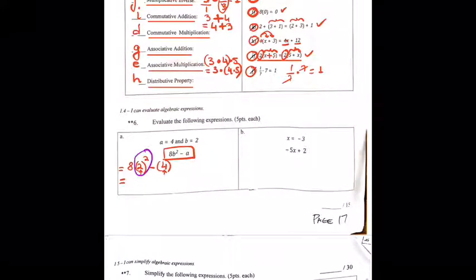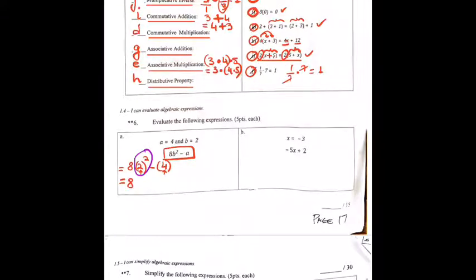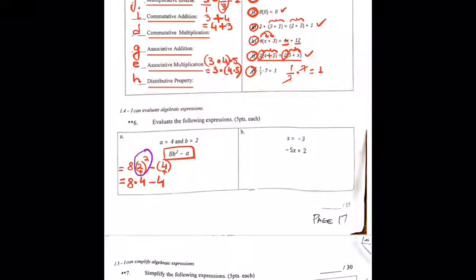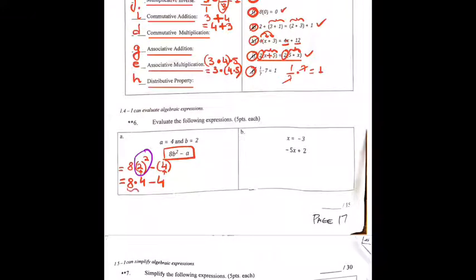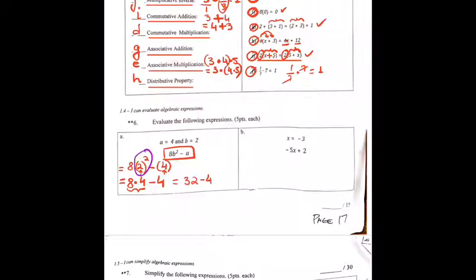So in our example, I still have that 8 times 2 squared gives me 4, minus 4. Order of operations, I do multiplication before I do subtraction. 8 times 4 gives me 32, minus 4, which gives me 28. And that is my final answer.